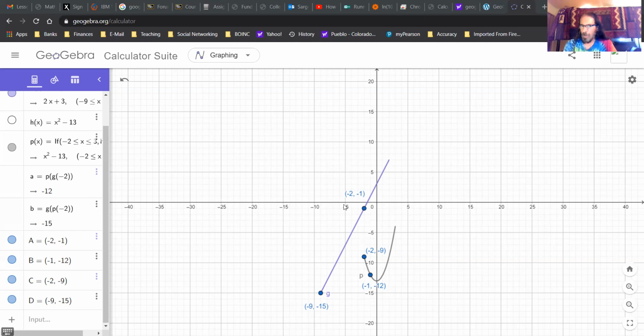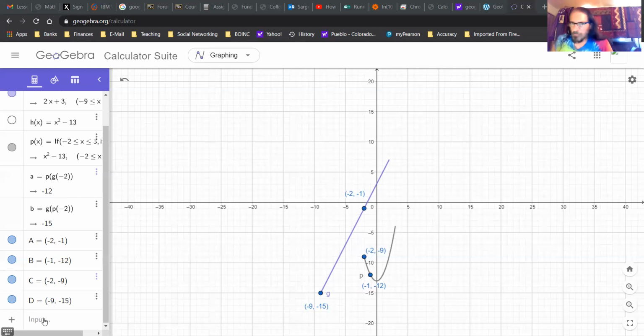And the order matters. If we put -2 into p first, when x is -2, p is -9. You plug that -9 in for x in g, you get -15. So g of p of -2, or g follows p at -2, we have a different answer, -15, than from the reversed order.